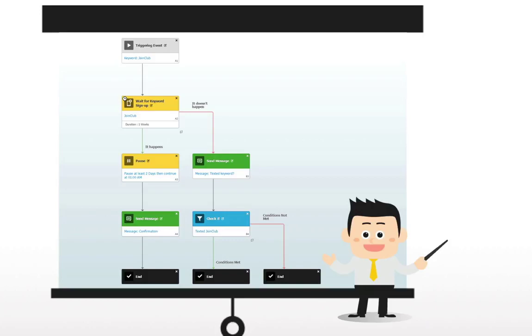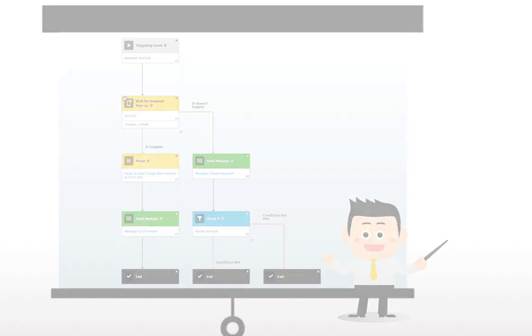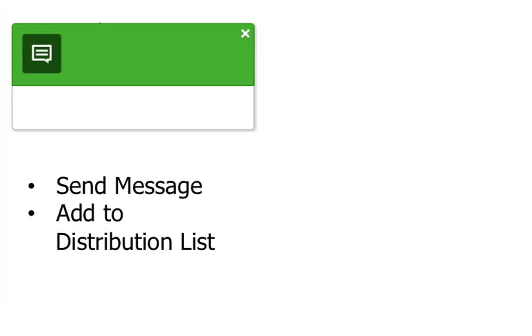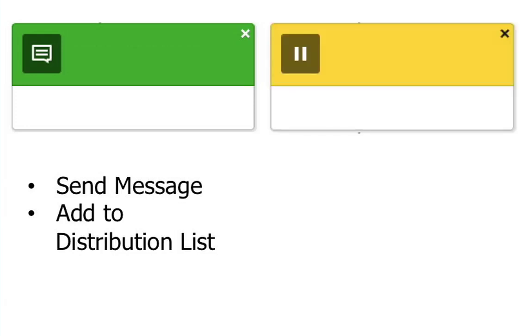And that leads us to our next topic, the components that make up an AutoCampaign. Every AutoCampaign is made up of three types of tiles: actions, timers, and filters. Here's what you can do with them. Actions, which are green tiles, are performed by the system. They include things like sending a message and adding a contact to a distribution list. But what if you want some time between your actions? The yellow tiles, which are timers, can be set off by either your organization or your contacts. They let you wait for a specific action to happen or pause the AutoCampaign for a time period.